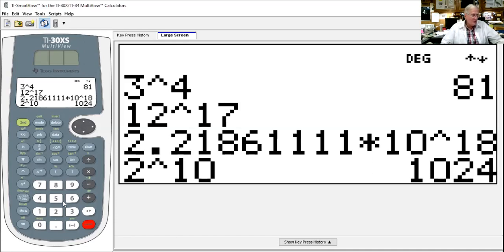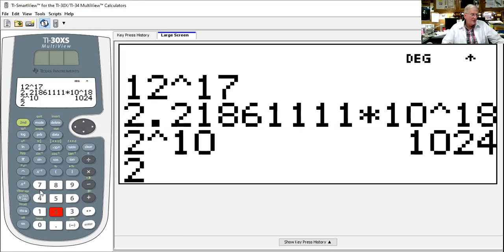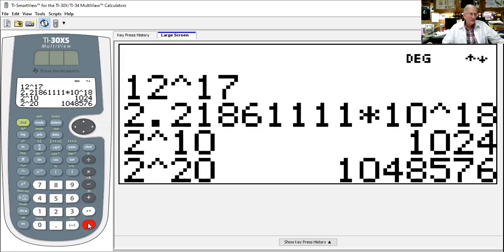All right, let's try 2 to the 20th and see where that puts us. So if we do 2 caret 20, that's 1,048,000. Now remember, we're doubling each time. So if we double that, it'd be 2 million. Double that, it would be roughly 4 or 5 million. So we're getting closer, but we need to be at 15 million. All right, so let's try 25.